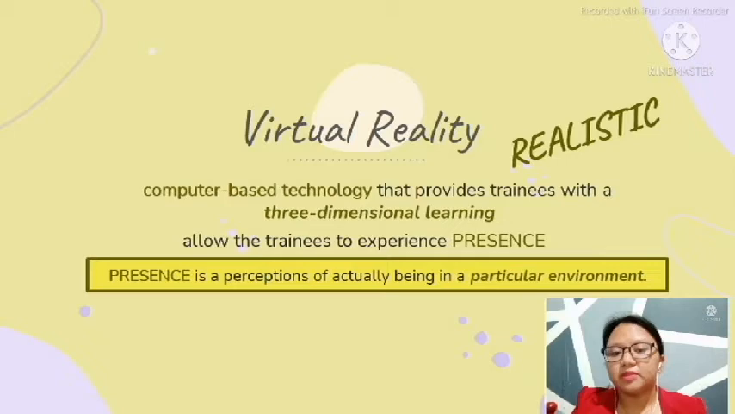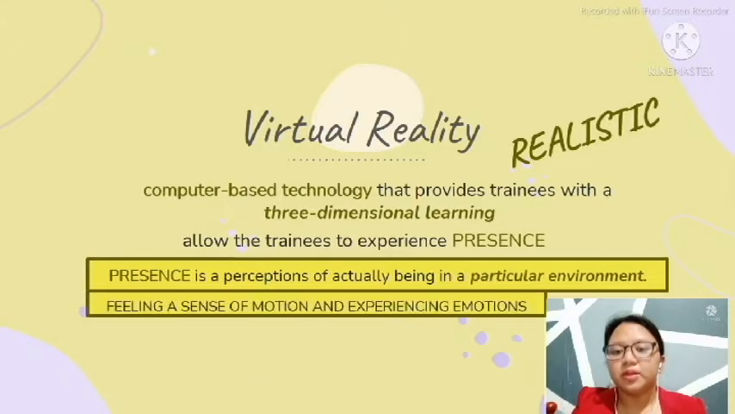Presence is influenced by the amount of sensory information available to the trainee, control over the environment, and the ability to modify the environment. In simulations, presence can include trainees feeling a sense of motion or experiencing emotions such as anger from a customer or colleague. Poor presence may result in trainees experiencing vomiting, dizziness, headaches, and frustration because senses are inappropriately distorted.